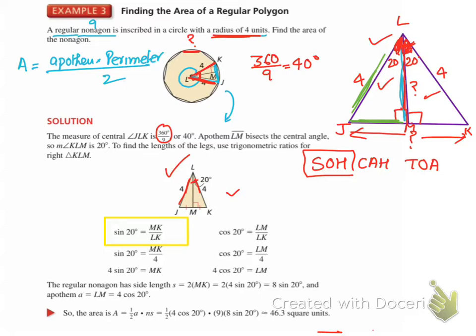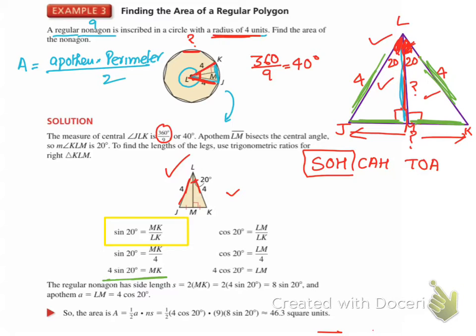So it's fine if I'm just taking this angle. Our opposite is here and the hypotenuse is this one. Opposite over hypotenuse, just plug it in. You have the hypotenuse given, so LK is going to be replaced by 4. Now you cross multiply. Your MK is how much? 4 sine 20 degrees.